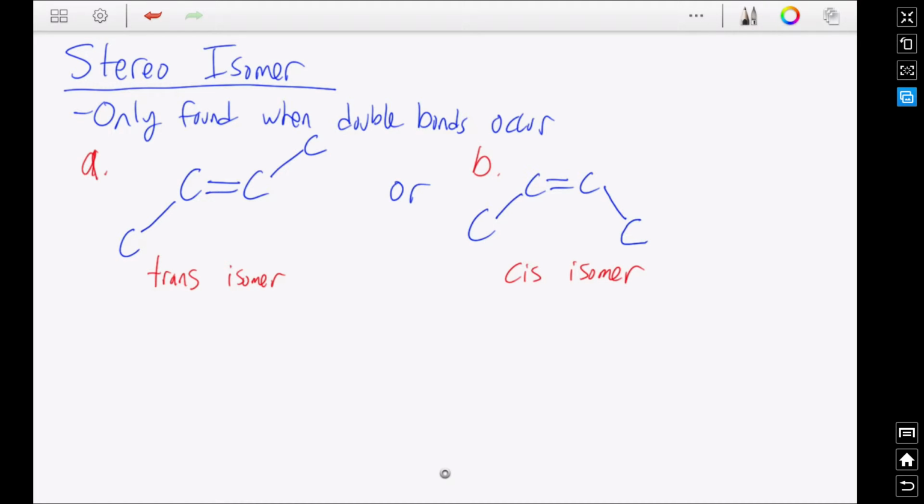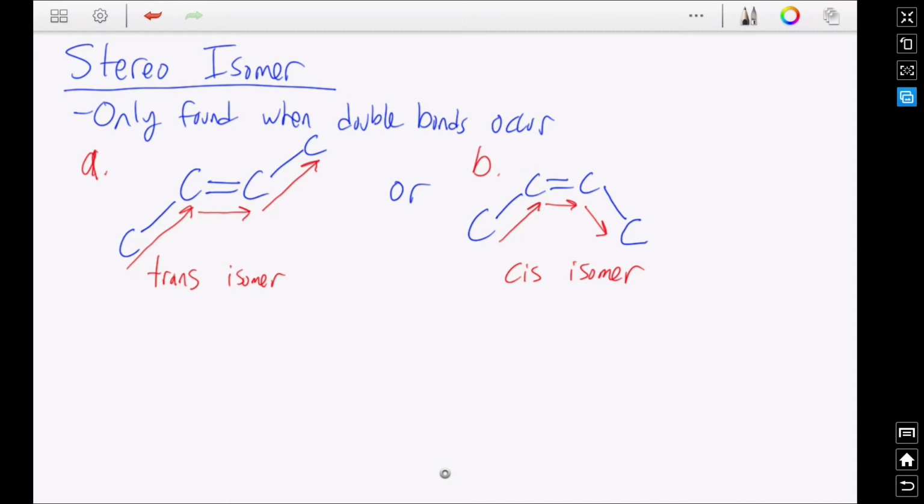Okay. So in the trans configuration, the carbon chain goes into the double bond, and then it continues traversing that way. In the cis configuration, it makes a sort of U shape like that. Okay, and this actually does change the name of the compound. So let's go to an example of that.